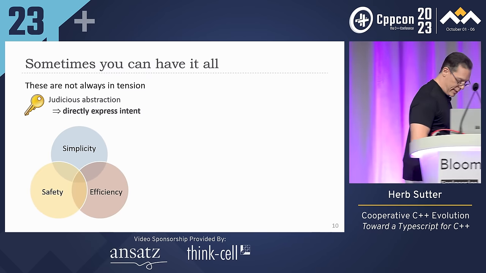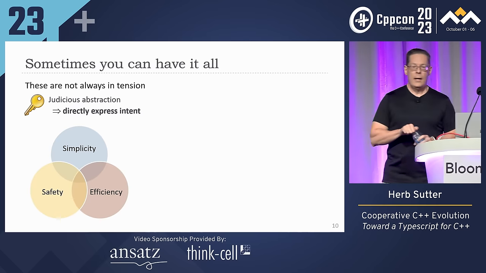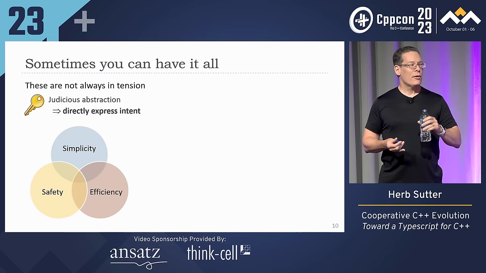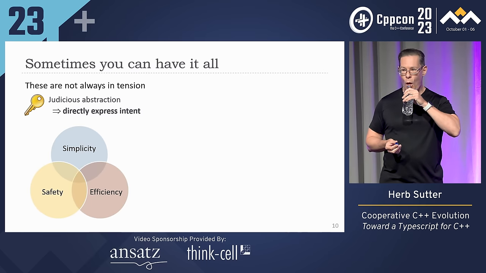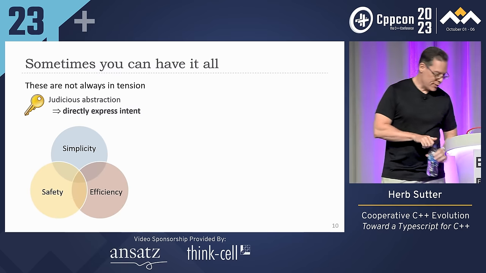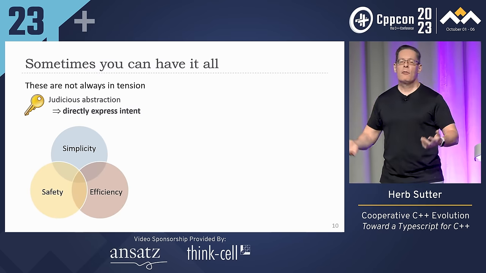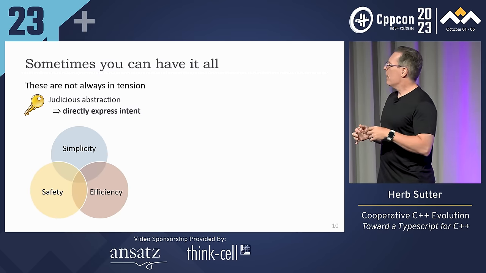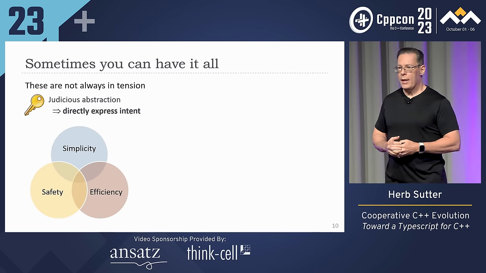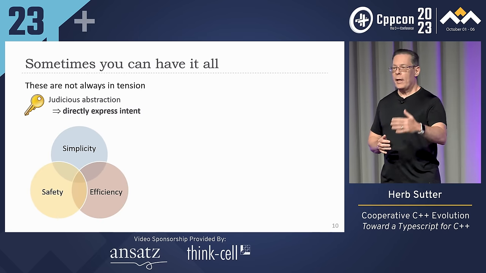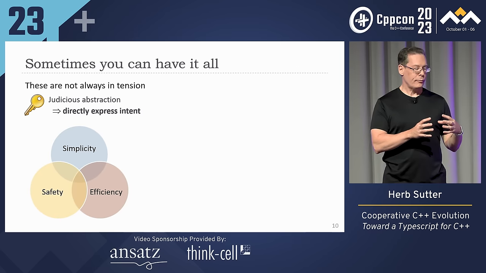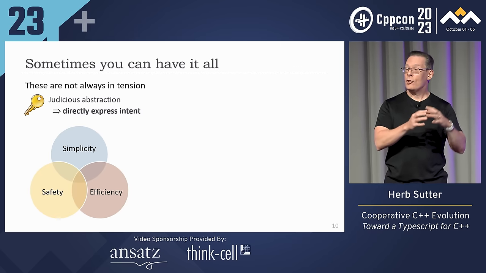So let's talk about trade-offs. Simplicity, safety, efficiency. Are they the iron triangle where you can pick any two? That's how they're often presented. We've got to accept overheads to be safe. We've got to accept safety concessions to be simple. That's not true. I don't believe it. If you find the right abstractions, nearly always you can have all three and only pay for the things you actually are asking for.